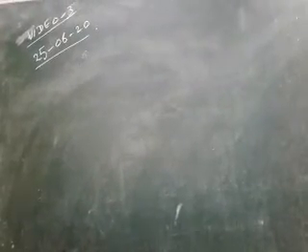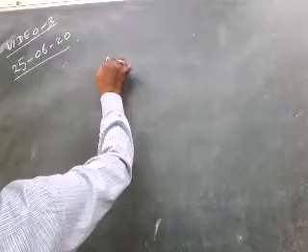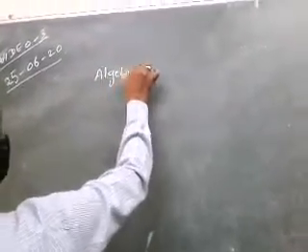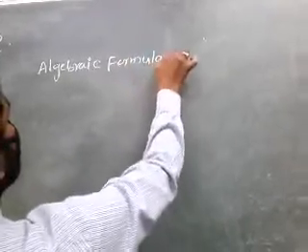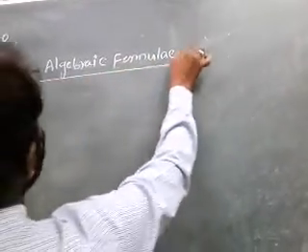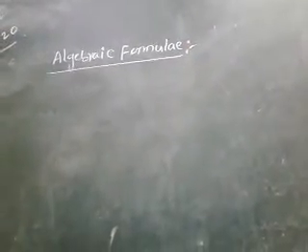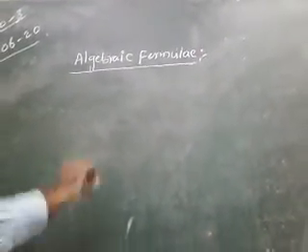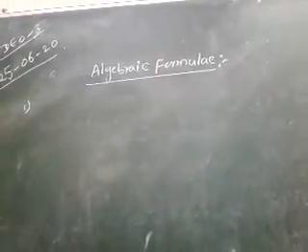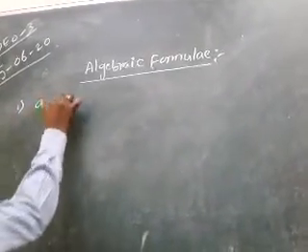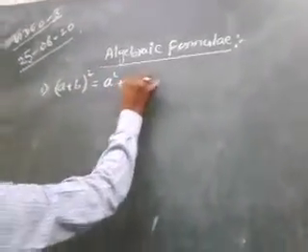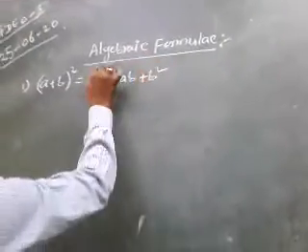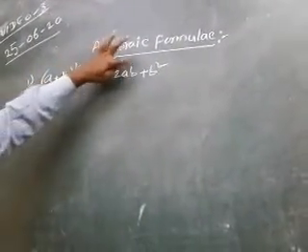Next, video 3. Some algebraic formulas. In that first one, very well-known formula: (a plus b) whole square is equal to a square plus 2ab plus b square.